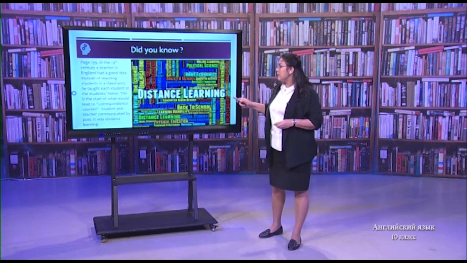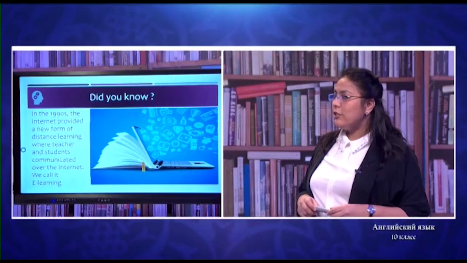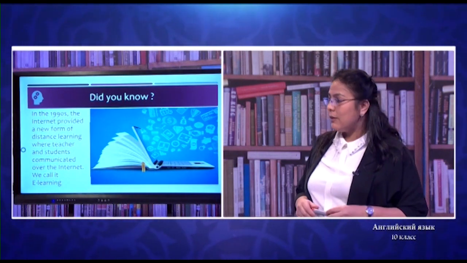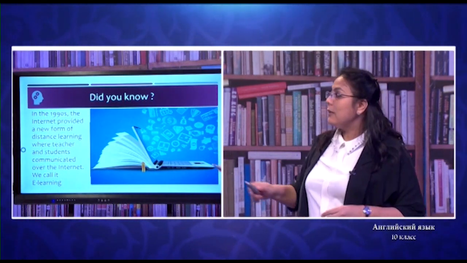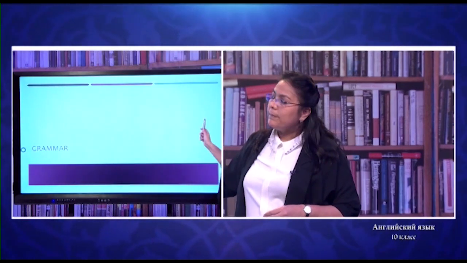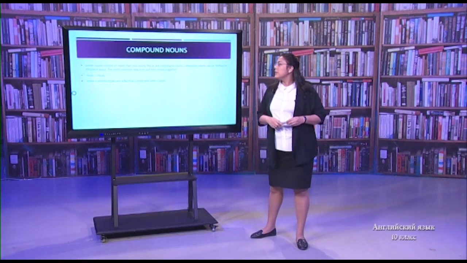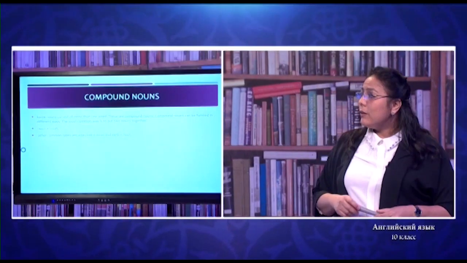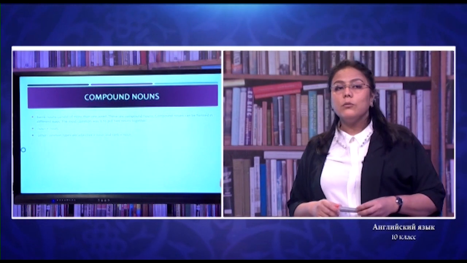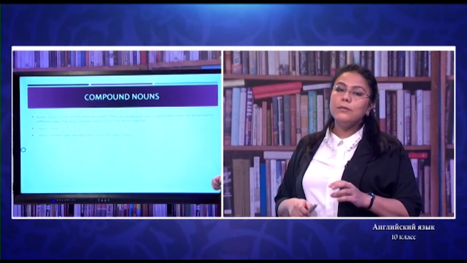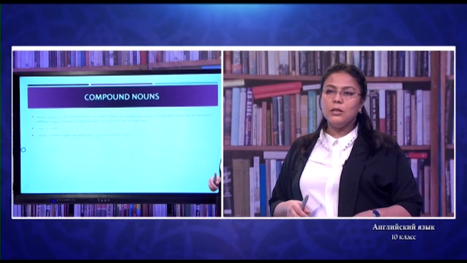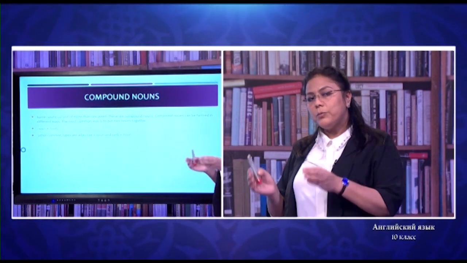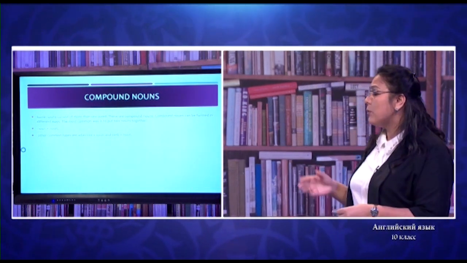This is the start of what led to the correspondence course. That means distance learning. And the second is, in the 1990s, the internet provided a new form of distance learning, where teachers and students communicate over the internet, and we call it e-learning or e-lesson. Now then, it's time to explain compound nouns, that is grammar. So, compound nouns consist of one or more than one word, and even when they partially mean another meaning, when we put them in one place, they mean one meaning.